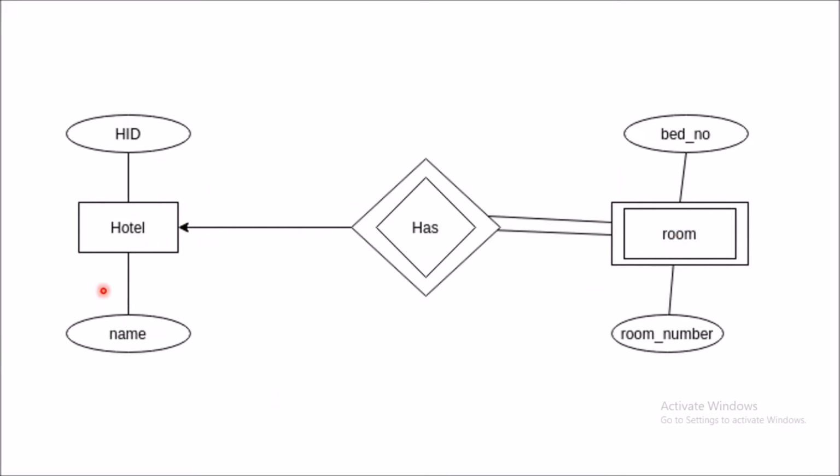Suppose hotel does not exist, so there is no existence of room. Room is totally dependent on hotel. That's why room is a weak entity and hotel is a strong entity. And when we show a relationship between a strong entity and a weak entity, it's represented by a double diamond. Here you can see in the picture, when I show a relationship between these two entities, one strong and one weak entity, I've used a double diamond.